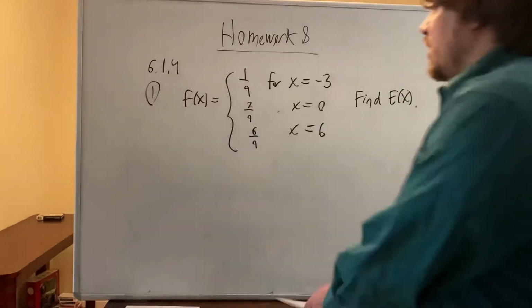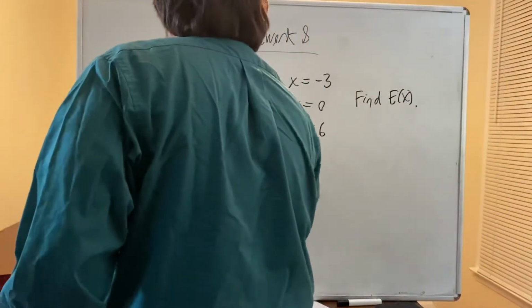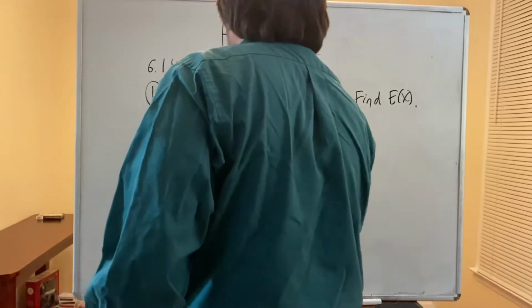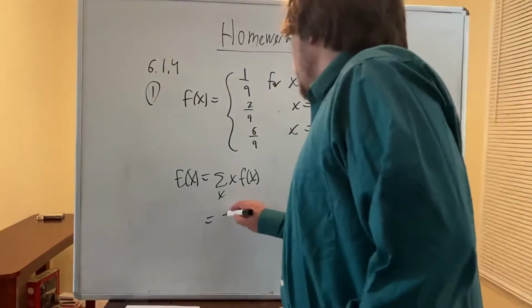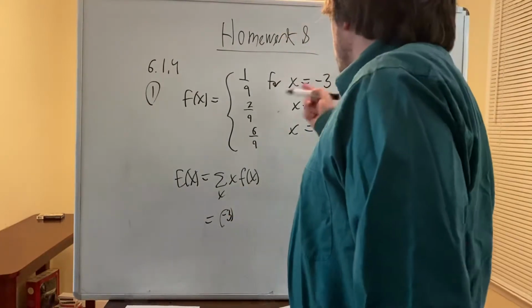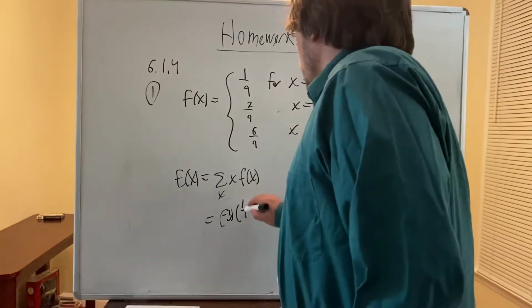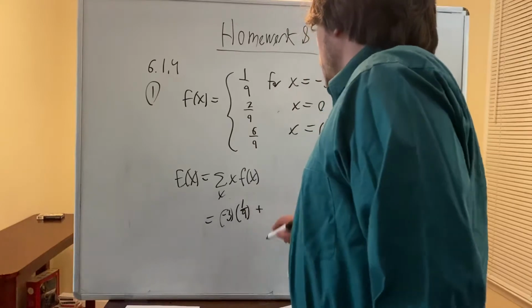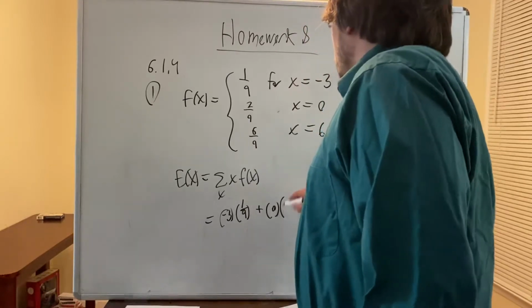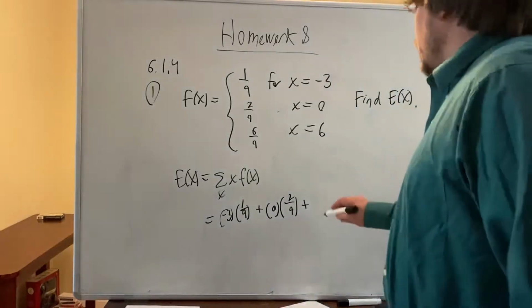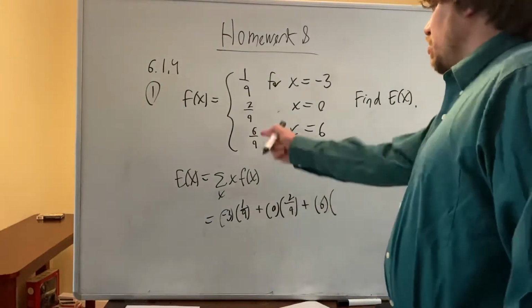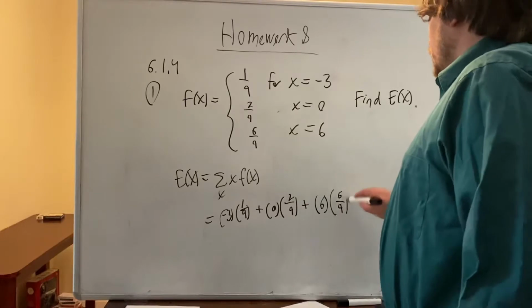Okay, so let's find E of x, the expected value of x. E of x is the sum over x of x times f of x. That's equal to, well, when x is -3, it's -3 times f of -3, which is 1/9, plus when x is 0, 0 times the probability when x is 0, which is 2/9, plus when x is 6, 6 times the probability that x is 6, which is 6/9.